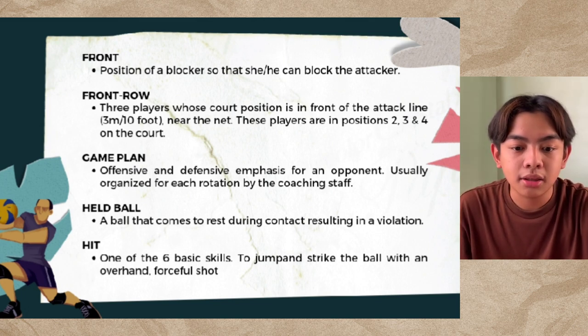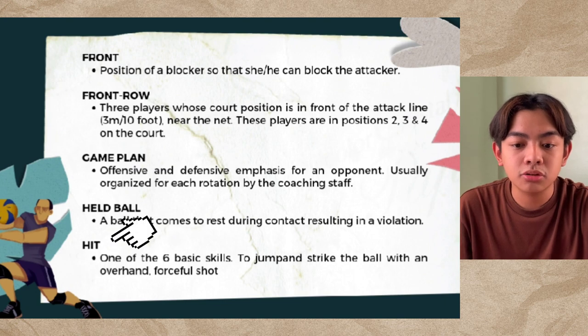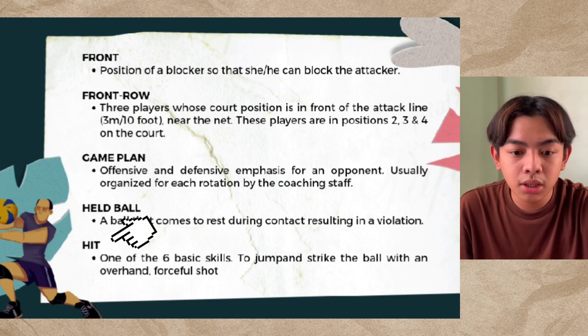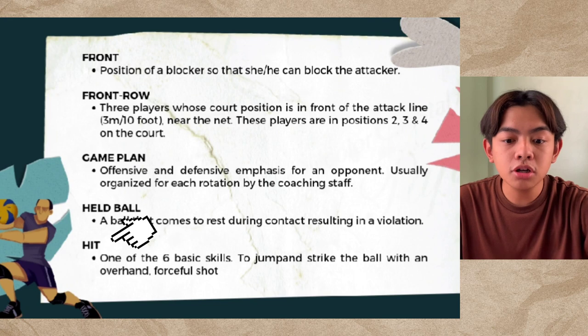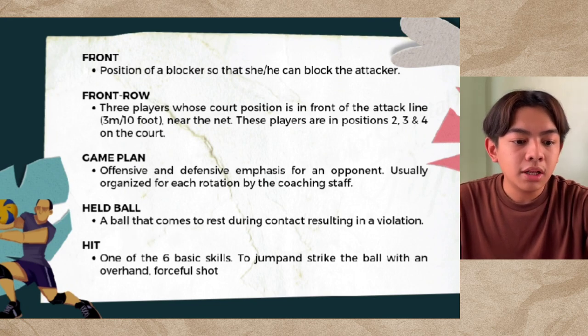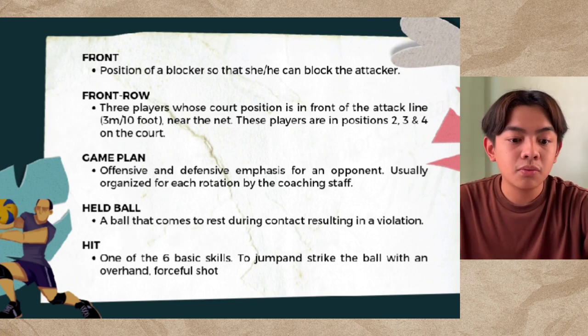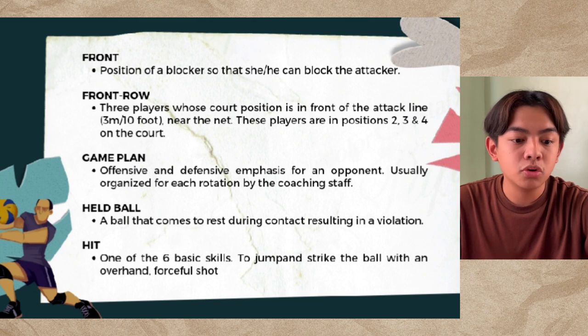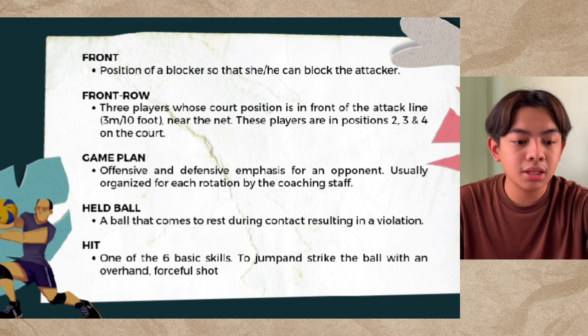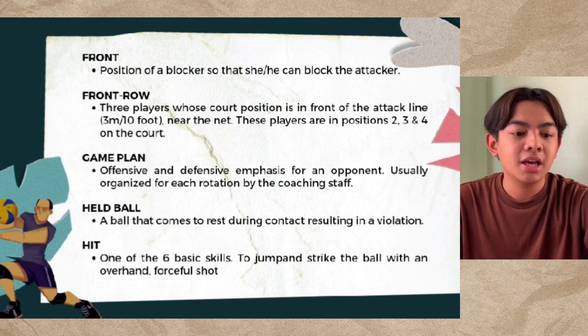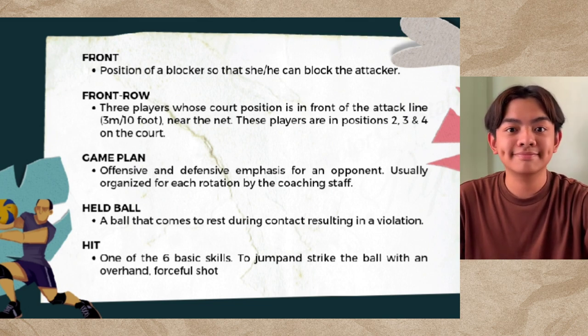So, a hit is one of the 6 basic skills: to jump and strike the ball with an overhand forceful shot. A volleyball hit requires a player to take a spike approach as described above, followed by an arm swing that is used to bring the player's hand above their head to make contact with the ball so that it clears the net and finishes in the opposing team's court.